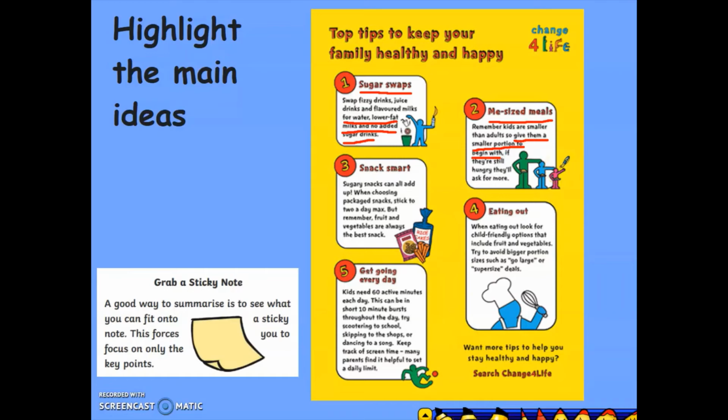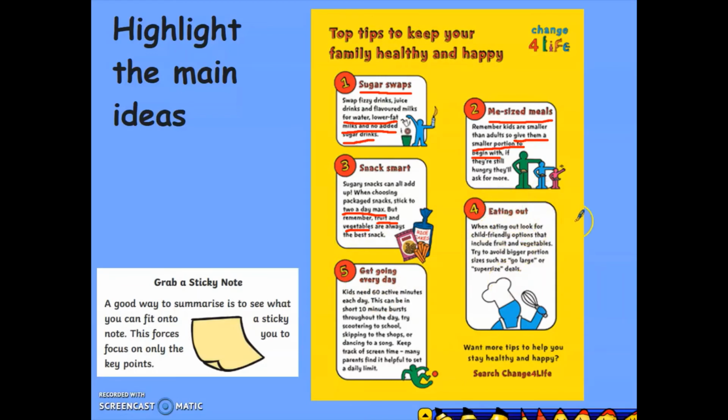Remember, we don't want to highlight the full paragraph, just the main ideas. 3. Snack smart. Sugary snacks can all add up. When choosing packaged snacks, stick to 2 a day max. But remember, fruit and vegetables are always the best snack. So I'm going to highlight 2 a day max. And fruit and vegetables because they're the best snack.